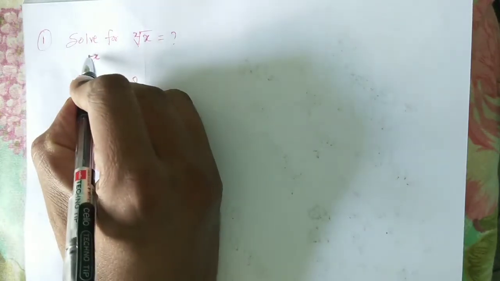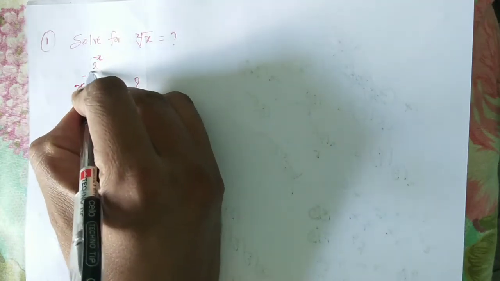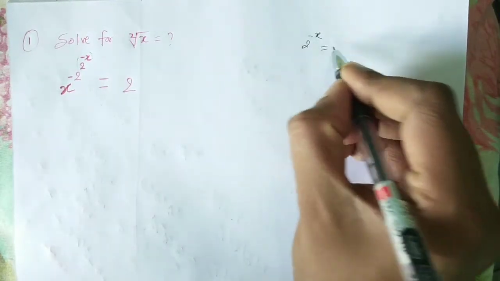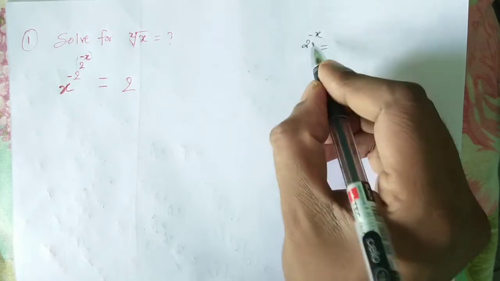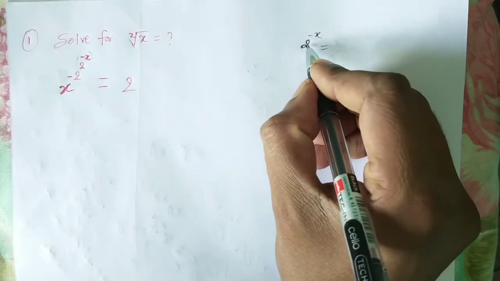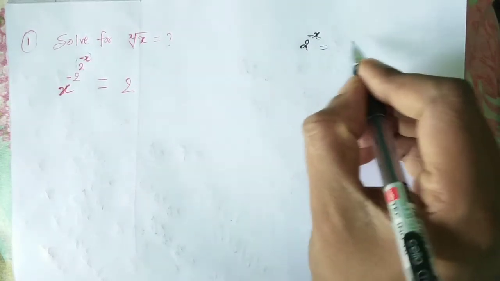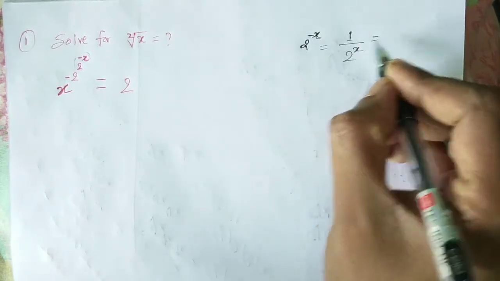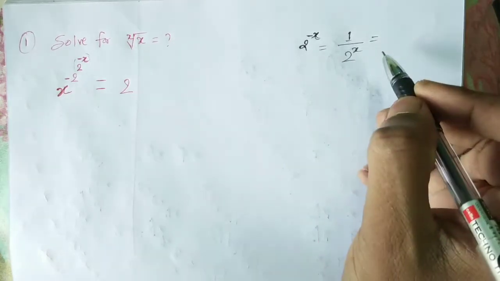So first of all, I'm going to take this 2 to the power minus x. As we know the laws of indices, if there is 2 to the power minus x, then this can be written as 1 by 2 to the power x.